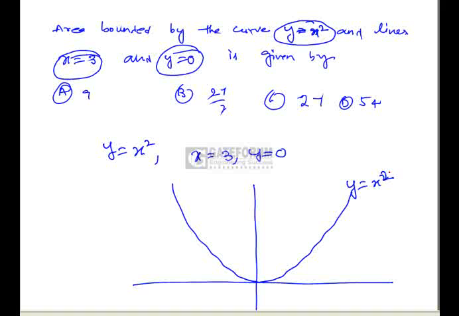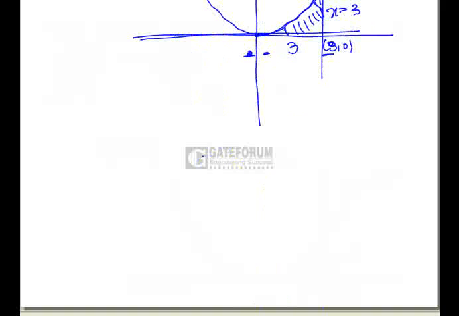Now x is equal to 3 is a line parallel to the y axis at a distance of 3 units, and y is equal to 0 is nothing but the x axis. So we have to find this area. Now the value of x is varying from 0 to 3, so the limit will be 0 to 3.